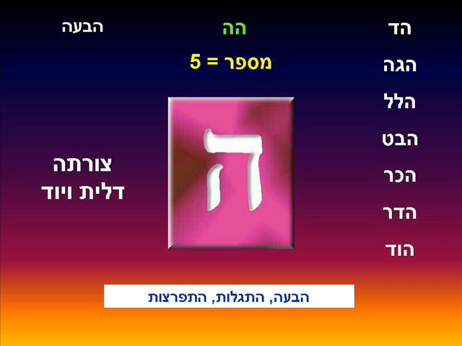Here are some examples. Heed, an echo. Hege, to pronounce. Hallel, to pray. Habet, to see. Hakir, to recognize. Hadar, Hod, glory. All of these have something to do with the openness or the revelation of whatever it is that we're talking about. Revealing, opening. Even when you're praising, you are praising openly. You are talking about it. You are promulgating it. And the shape of the Hey contains a Dalet with a Yud together, which if you were to look deeper into it, there is a significance of why the Hey is combined from these two letters.